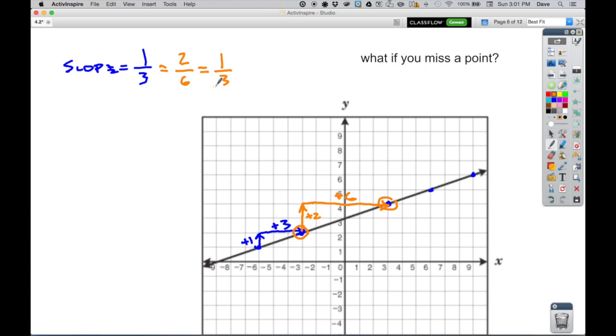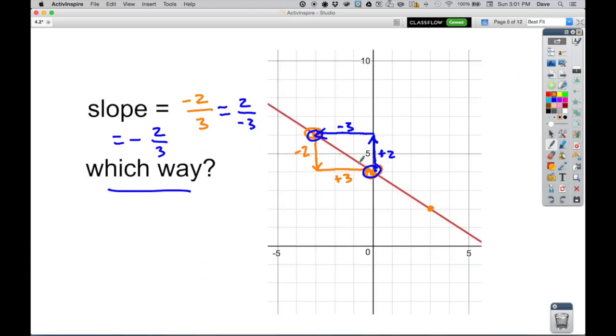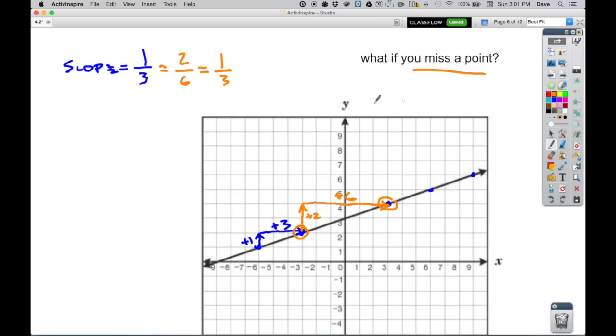All right. So if you miss a point, no big deal. And if you go a different direction, it doesn't matter. And that's the nice thing about slope. It doesn't matter if you go left to right or right to left. It doesn't matter if you hopscotch over one of the points, it will always simplify down to the same answer regardless of which way you do it. Okay?